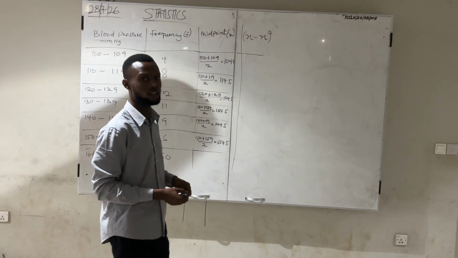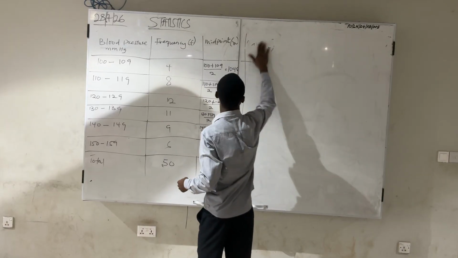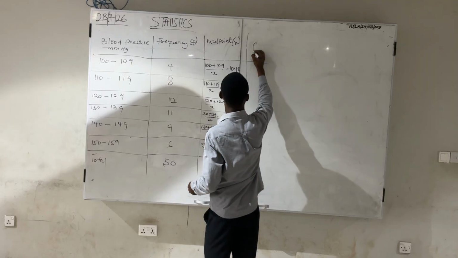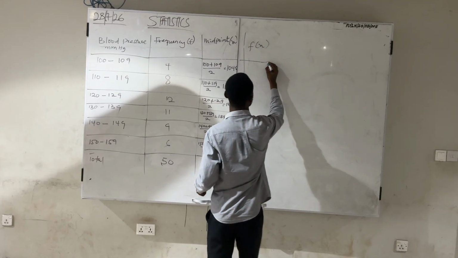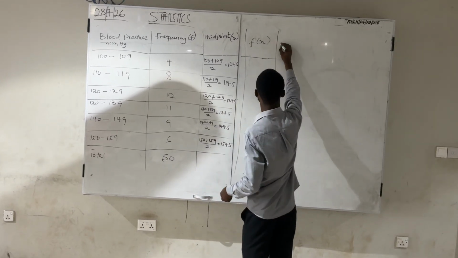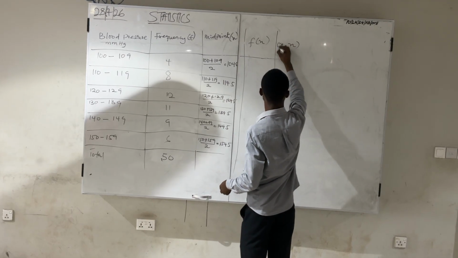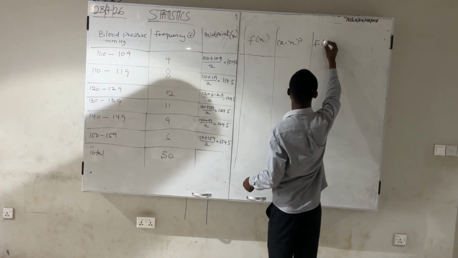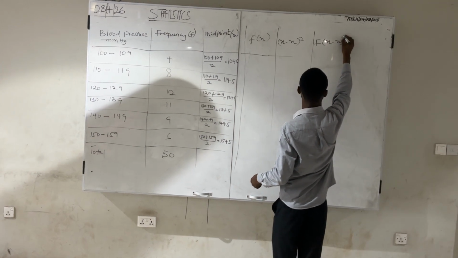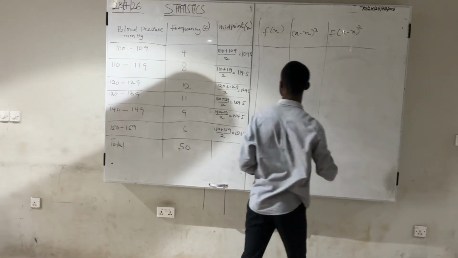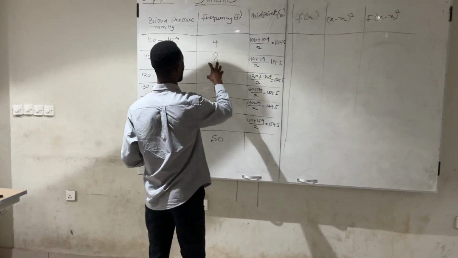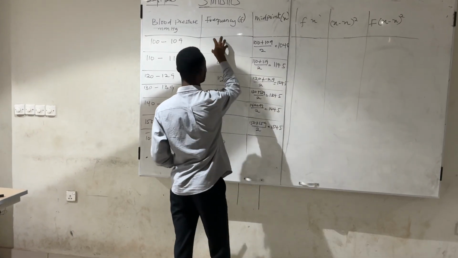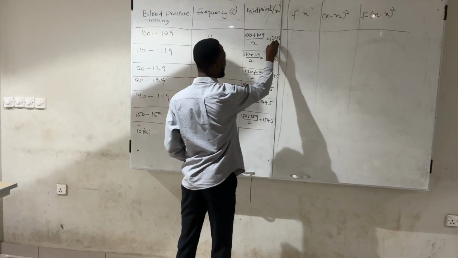So we've gotten the midpoint. We will create a space for f of x, which is the frequency multiplying the midpoint. Then we bring the deviation, which is x minus the mean squared. Then f multiplying the deviation. Good. So fx means that we are multiplying the frequency by the midpoint.